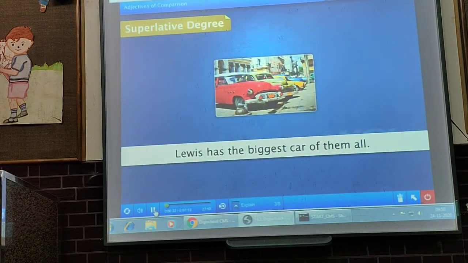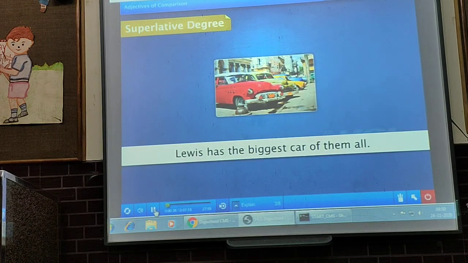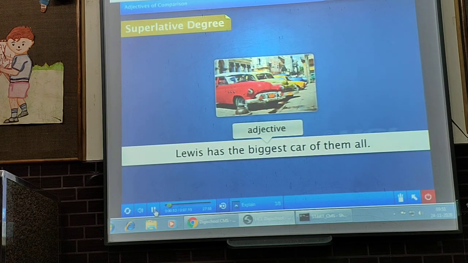Read the sentence about Louis again. Louis has the biggest car of them all. In this sentence, the adjective biggest is in the superlative degree and it is used to tell you that Louis's car is the biggest in size in comparison to the other cars being compared. Now, let's understand how adjectives change their forms in the comparative and superlative degree.